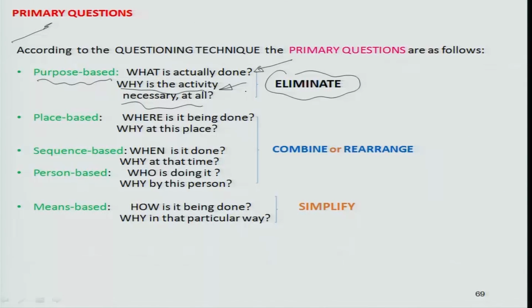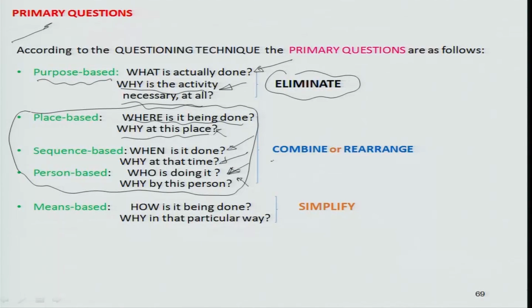Now, it talks about a place-based question: where it is being done and why it is being done at that place. Can we have a different place where this activity could be done, so that there is less movement of material or less movement of workers between the stations? In combination with this place-based question, we talk about sequence-based questions: when it is being done, why at that particular time, can it be done earlier or later in time? Some things like this give you an idea of why the sequence of the activity is there, and about the person who is doing it, why this particular person is doing it, and can it be done by another person who was doing another job. So, these kinds of questions you combine together to take a decision on whether the activity really can be combined or rearranged.